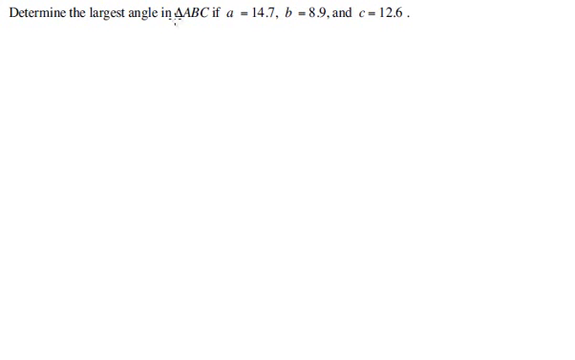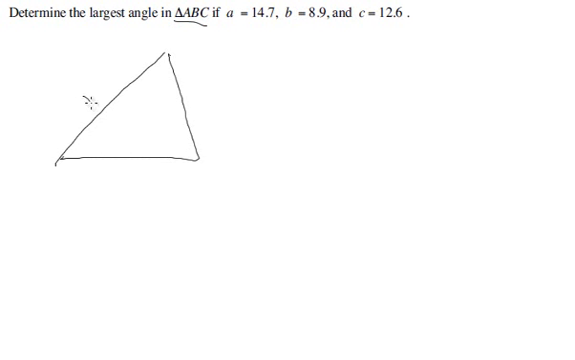Determine the largest angle in triangle ABC if blah blah blah. They give us all the sides. Alright, well, we've seen how you can adjust the cosine law so that it gives you an angle instead of a side, so we should be able to handle this. Let's draw a generic triangle here, and we'll fill in as much about it as we can.